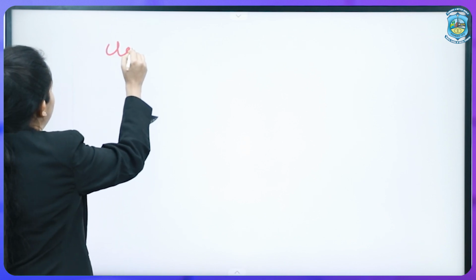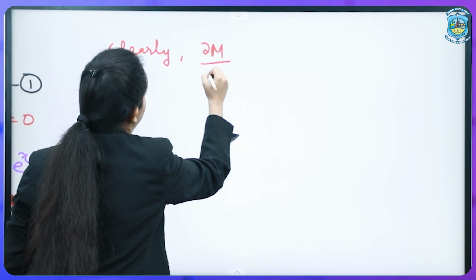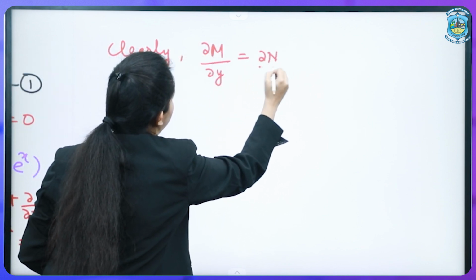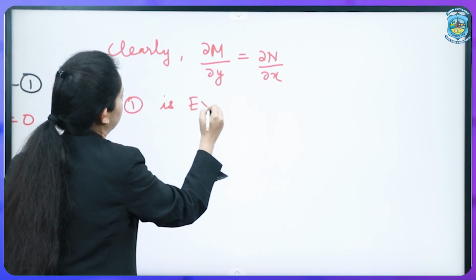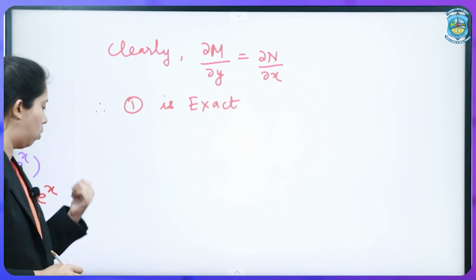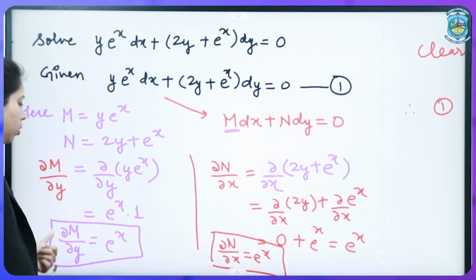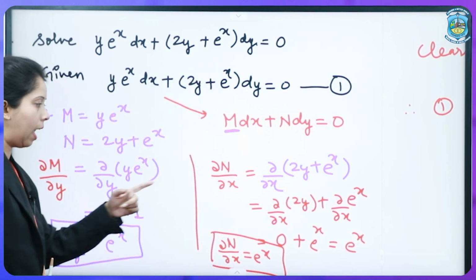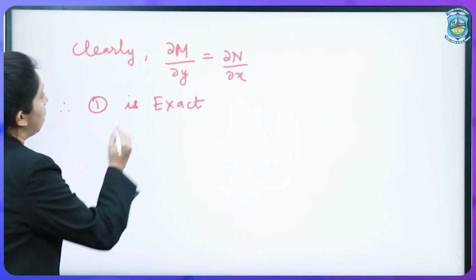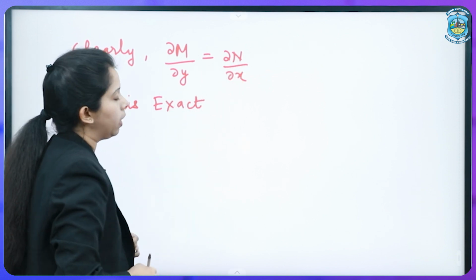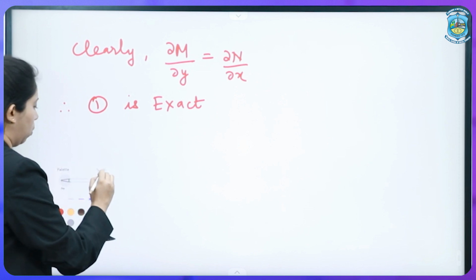So we will write here clearly, ∂M/∂y is equal to ∂N/∂x. Therefore, equation number 1 is exact. So the first step was to find the value of M and N. The second step was to differentiate M with respect to y and N with respect to x. Now we have found that ∂M/∂y is equal to ∂N/∂x, so equation 1 is exact. So the next step is to find the solution of equation number 1.